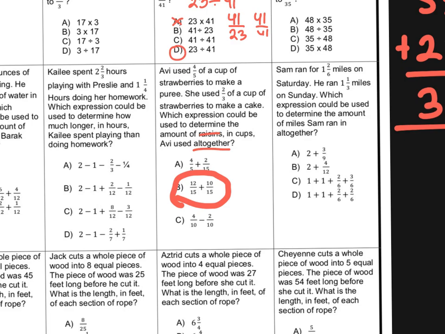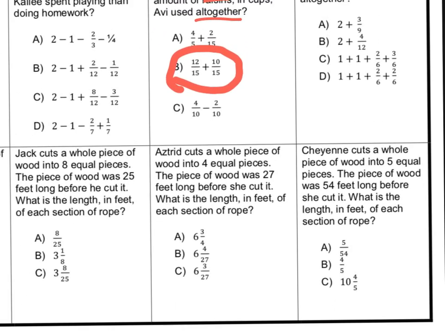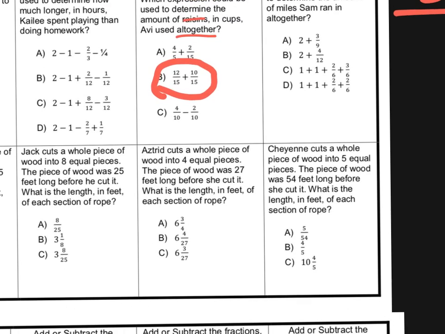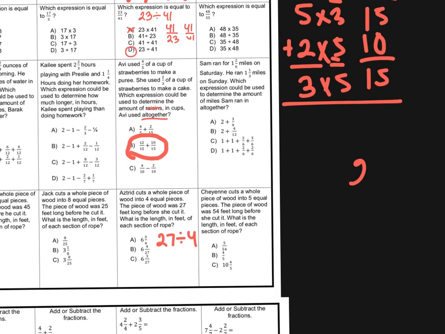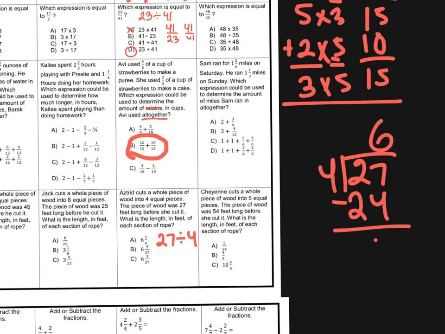For the next one, it says Astrid cuts a whole piece of wood into 4 equal pieces. The piece of wood was 27 feet long. So it's pretty much 27 divided by 4. And the way you would do that is, of course, 27 inside the house is being divided by 4. 4 can go into 27 6 times because that'll be 24. That'll leave you 3 left. So the answer would be 6 wholes and then 3 out of 27, which is the letter C.